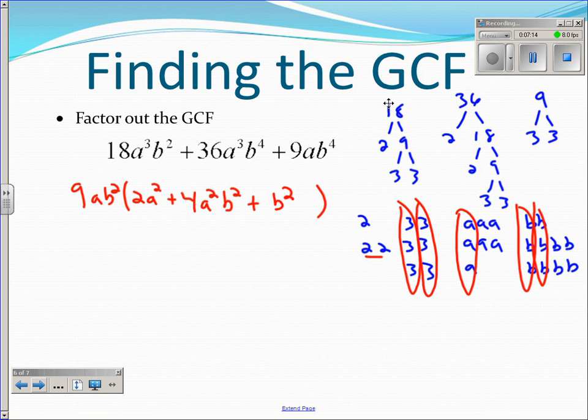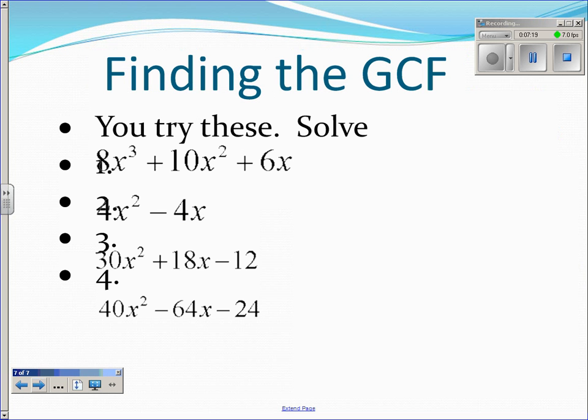Distribute my 9A B squared to see if I have my correct answer. Just some problems for you to try.